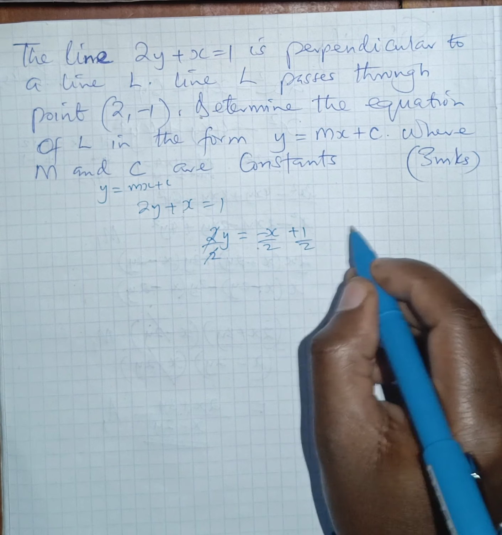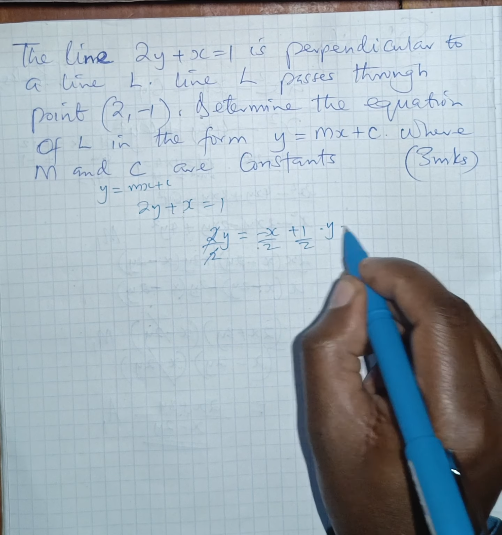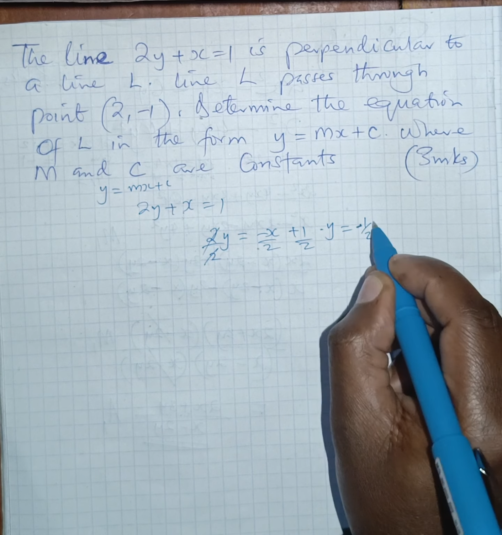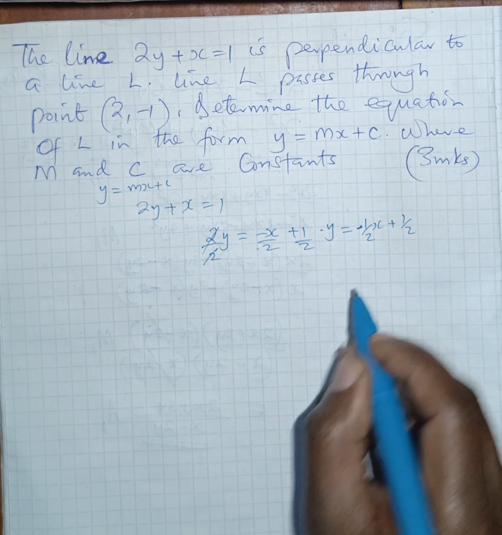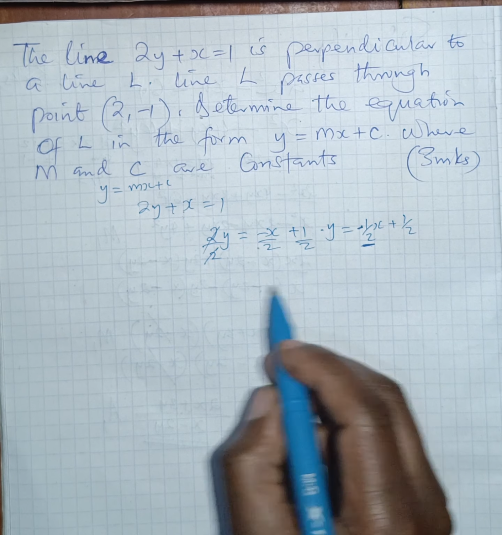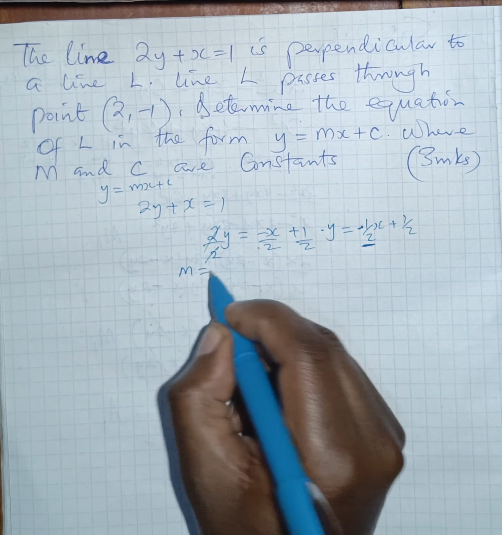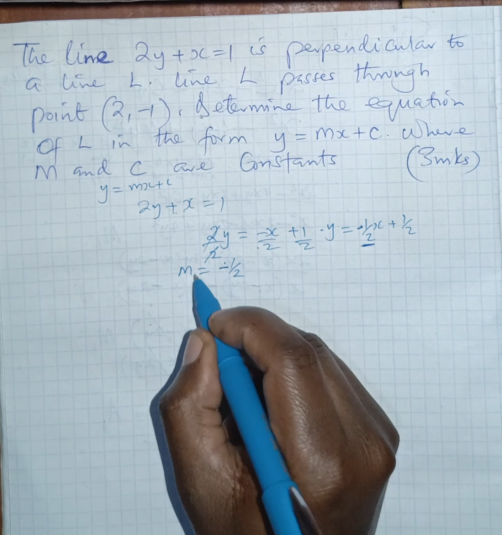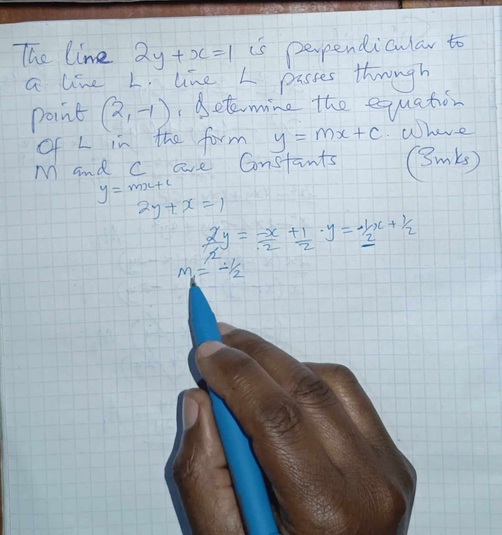So I get that the equation is y equals half minus half x plus half. So the gradient is negative half. So m for this line is negative half. So that is m1, the gradient of line 1.